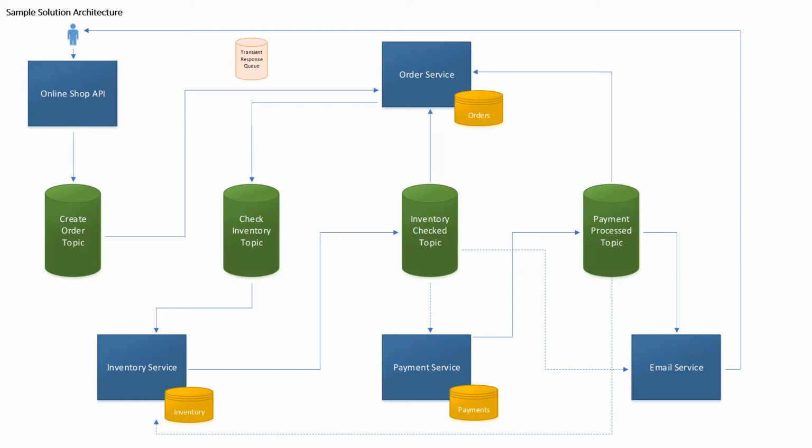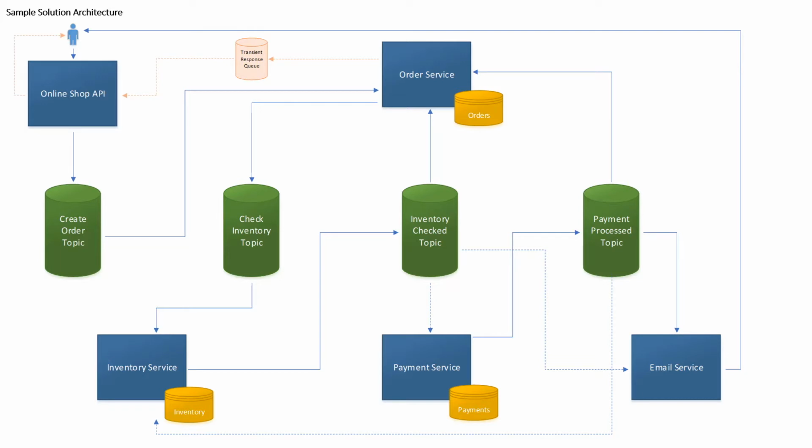The rest of the flow will remain the same. As soon as the order service gets a message indicating that the inventory is insufficient, or the payment failed, or the payment succeeded, it will insert a message in the transient queue with the outcome. The online shop API endpoint, which is still open, as the user is expecting a response, will retrieve the message from the queue and return the response with the order status. And there you have it.